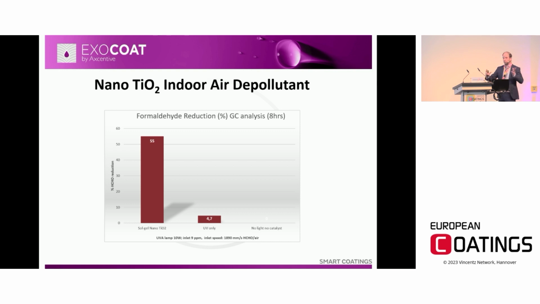There's a closed room, you have your plate of coating, and you measure in this room the formaldehyde reduction in time. When the coated plate was put in, you have a 55% reduction of formaldehyde. If you compare that to the one with only light, it's 5%, and if you have no light or no catalyst, it's not broken down at all. This technology is used today in air purifier equipment that is sold on the internet or in specialist shops for household use as well.